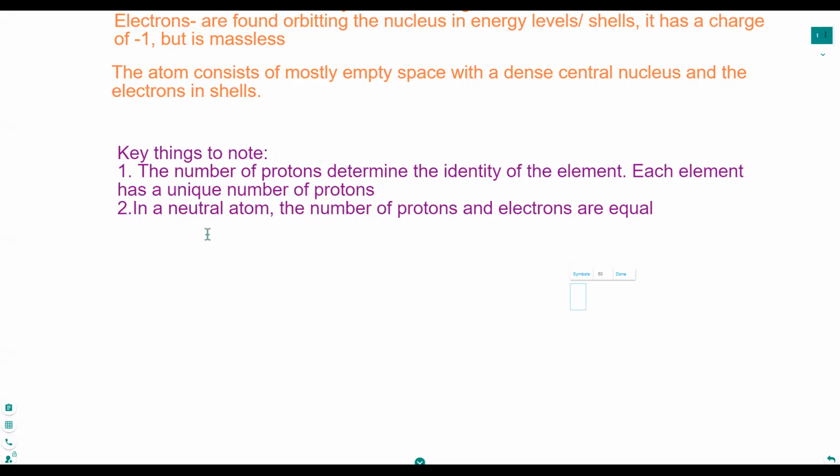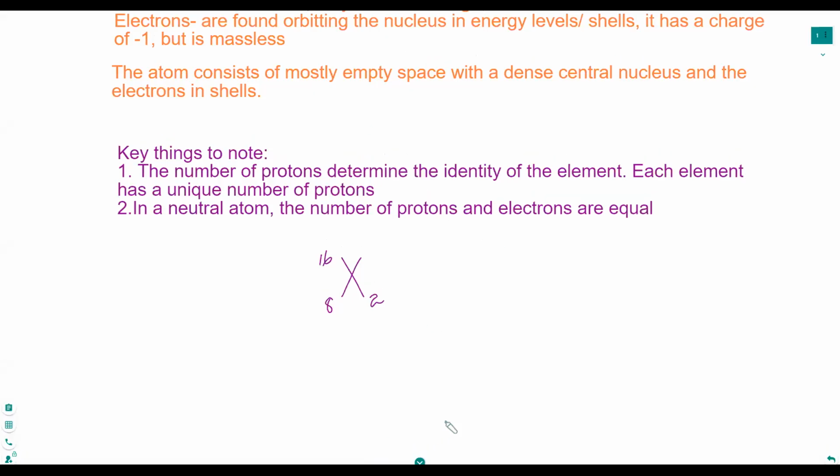Then in an atom, the atom has to overall be neutral, meaning that the number of protons and the number of electrons must be equal, so that the positive charges can be counteracted by the negative charges, so that overall the atom is neutral.